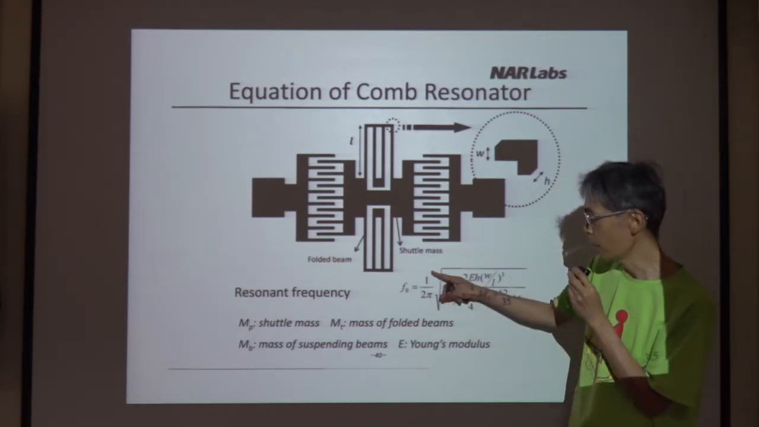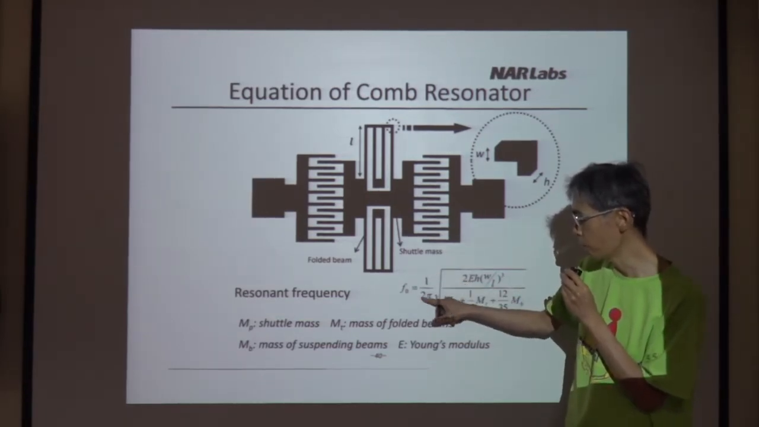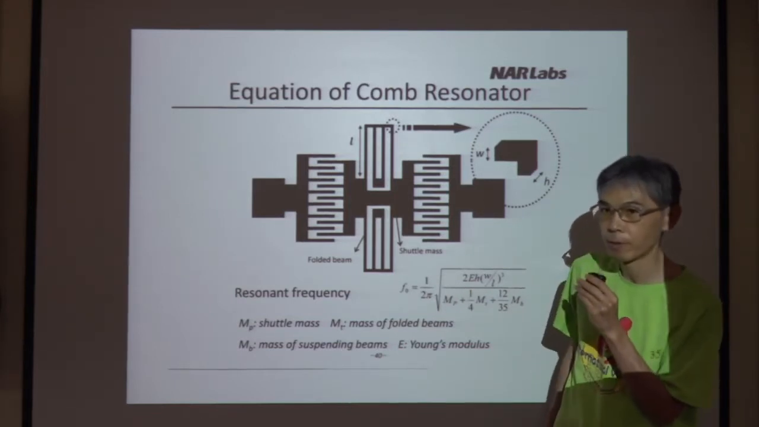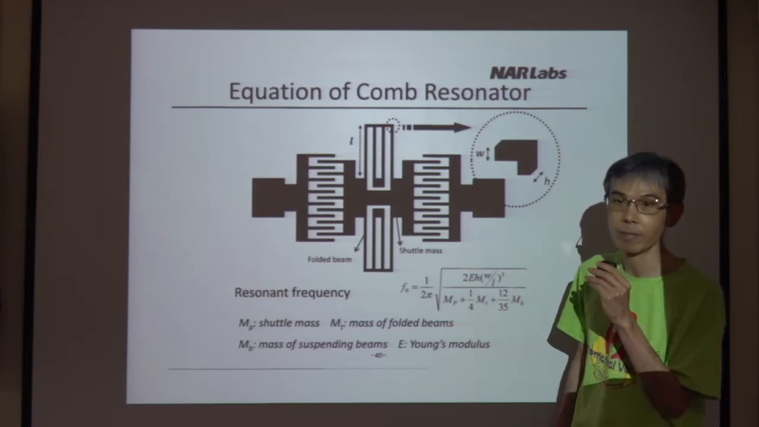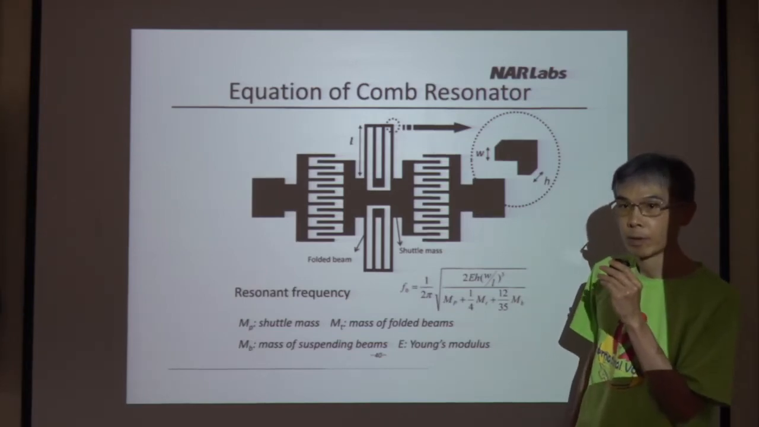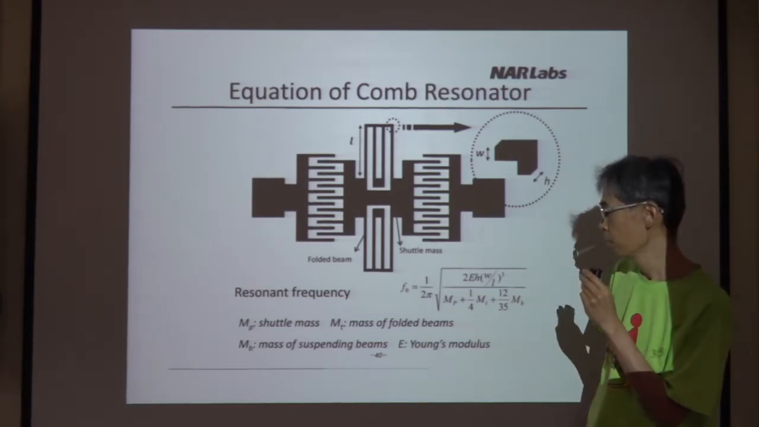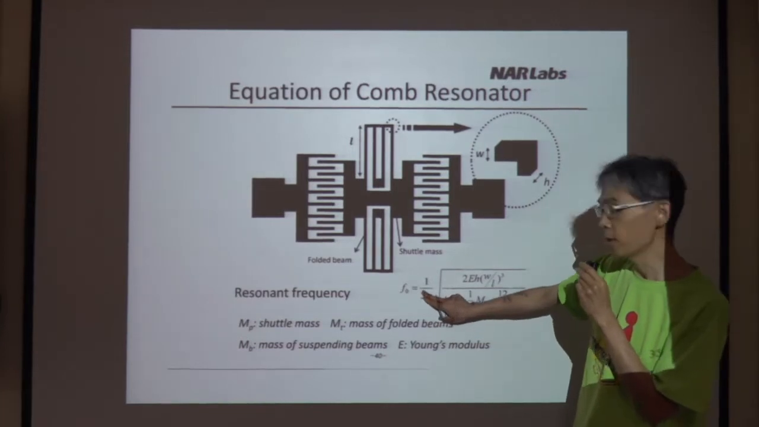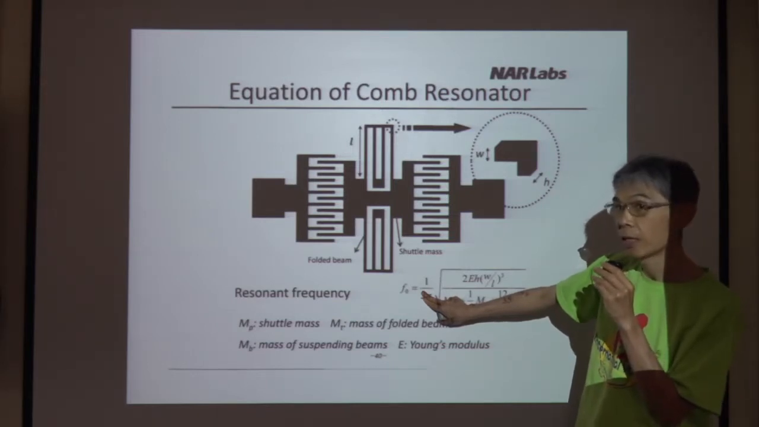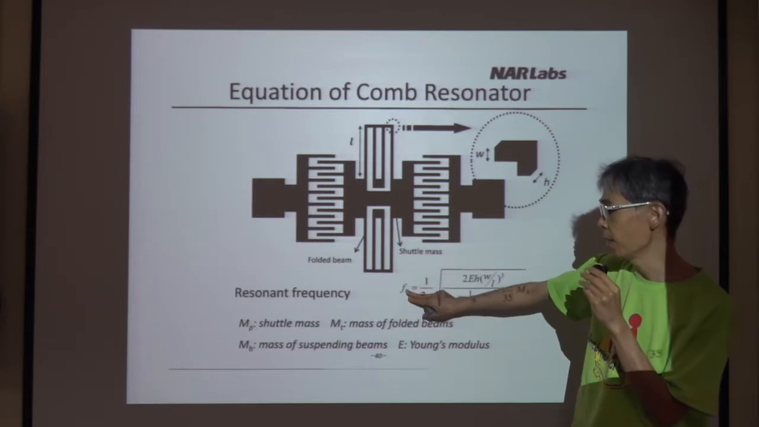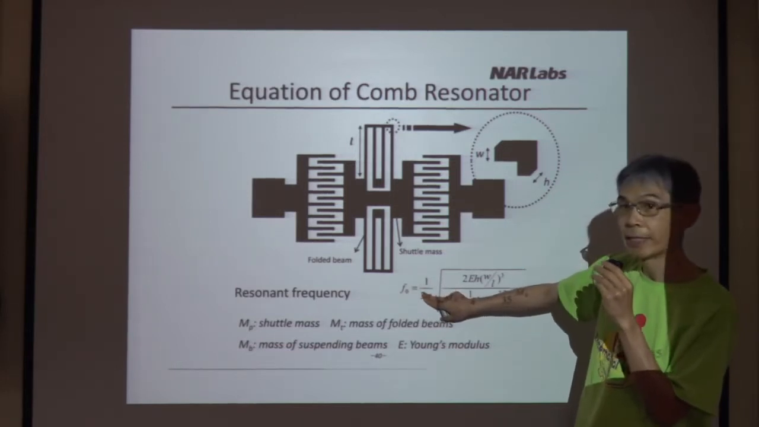Okay, so why do we have this 2 pi parameter? Why do we have this 2 pi parameter here? This is the resonance frequency value. So without 2 pi, what's the unit of frequency? It's hertz. The unit for this F0 without 2 pi?